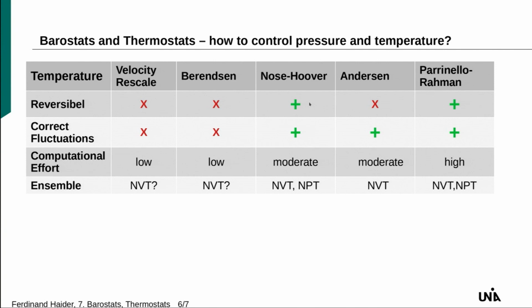The Nose-Hoover algorithm often is a very good compromise. It is reversible. It has the correct fluctuation spectrum. The computational effort is not very high. And you can have both NVT and NPT ensembles. This Andersen I skipped, and the Parinello-Raman, of course, is even more general, but the computational effort is also higher. This is for the temperature, and for the pressure, these two are the same here. There's an Andersen P, which also has certain advantages.